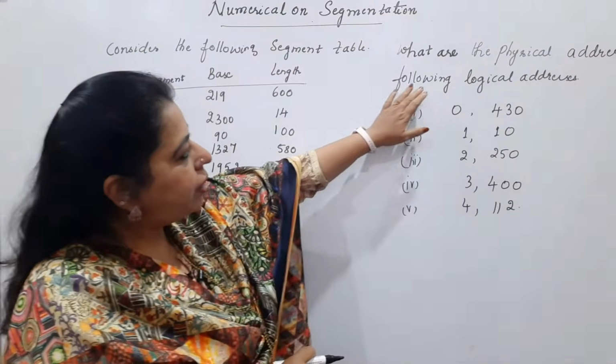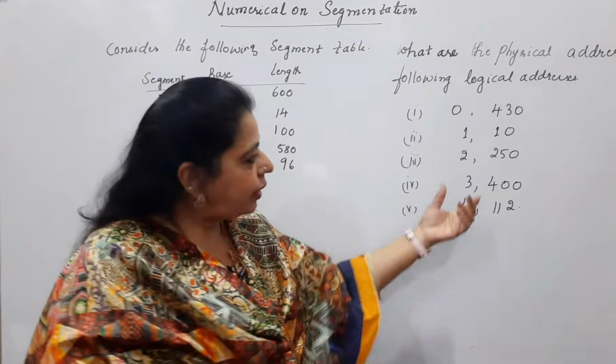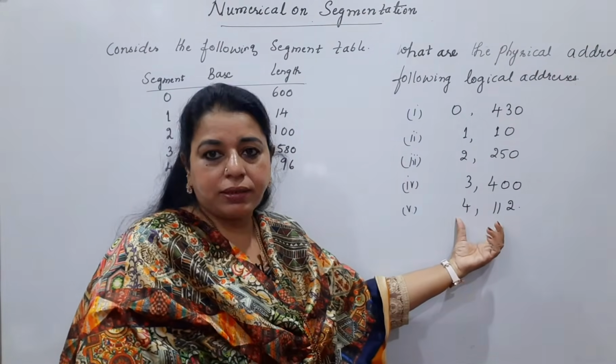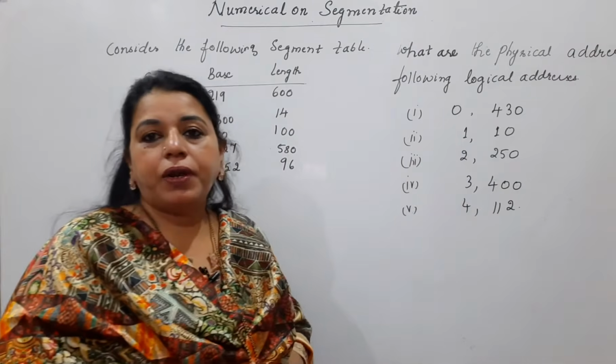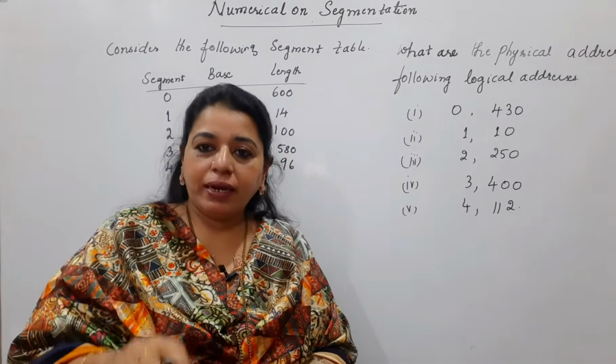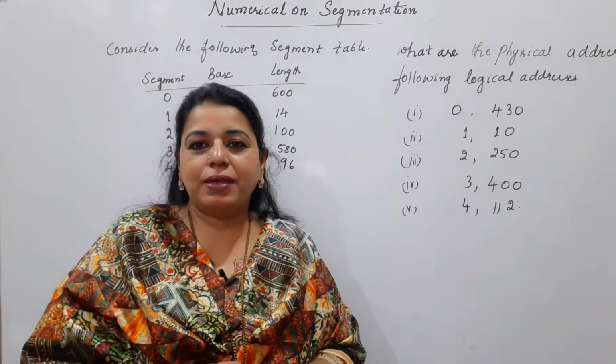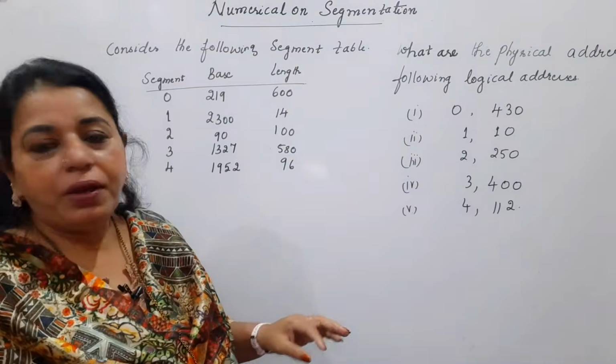You are asked to find the physical addresses for the following logical addresses. They have mentioned the logical addresses, and you are supposed to find the physical address. What is a physical address? The address in the main memory, the address in the physical memory, the address in the RAM, all mean the same. That physical address you need to determine.